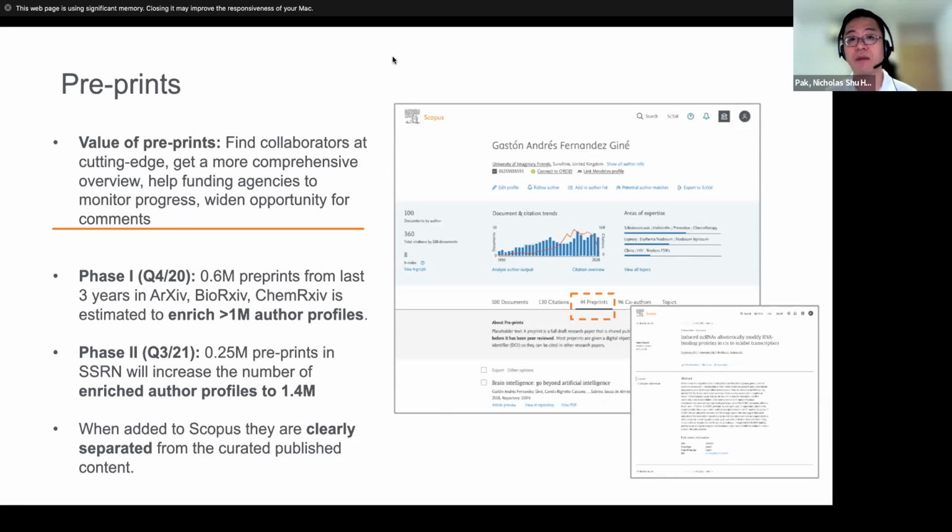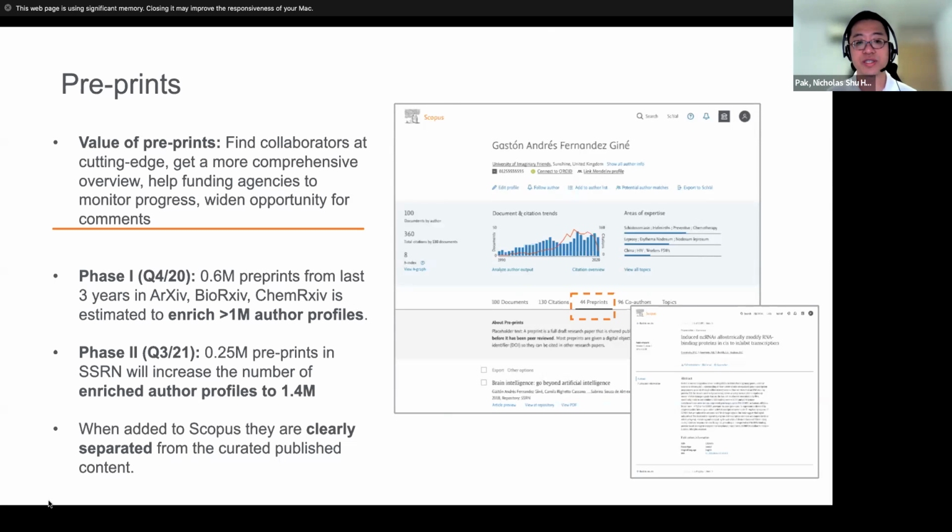And the preprints also help you to get funding agencies as well, right? So this helps funding agencies to monitor the progress and to widen the opportunity for comments. So all this is actually a huge functioning ecosystem. We've been slowly including all this information, all the preprints, to Scopus over time. Phase 1 happened in Q4 of 2020 when we had 0.6 million preprints from the last 3 years in arXiv, bioRxiv, and chemRxiv, where we have enriched over 1 million author profiles.